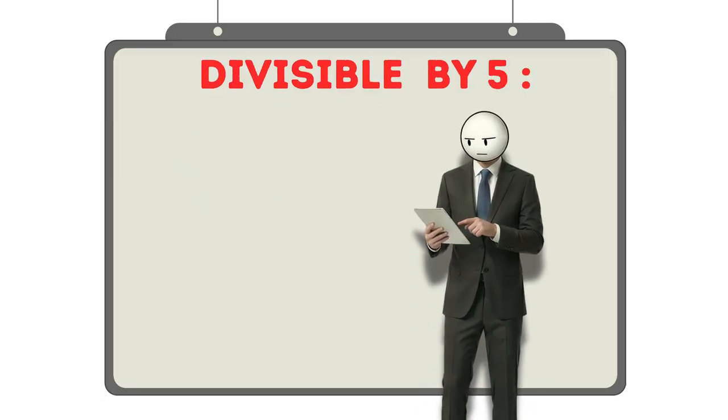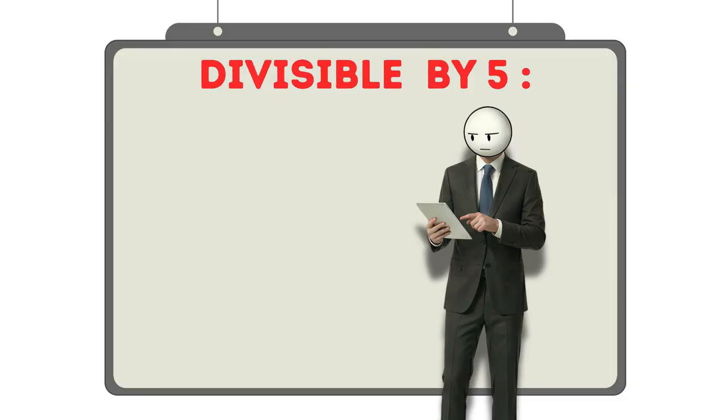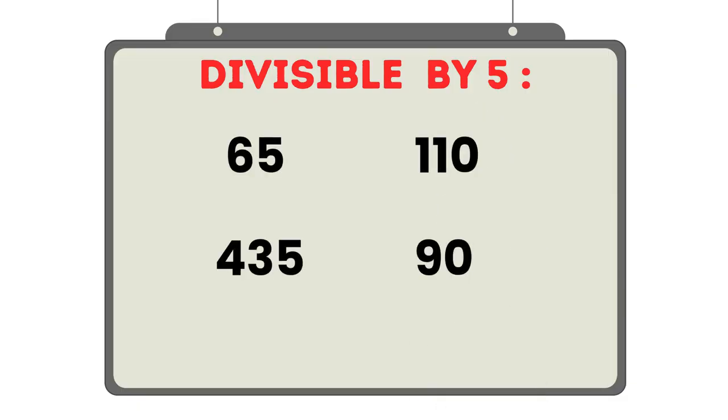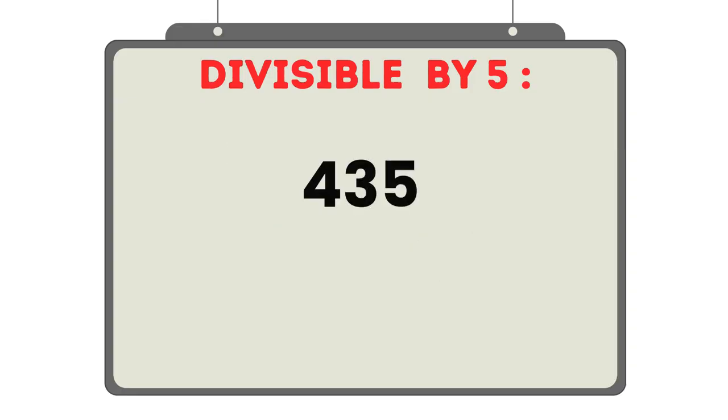Check divisibility by 5. This one is the absolute easiest rule of all. A number is divisible by 5 if its last digit is either a 0 or a 5. Take the number 435. The last digit is 5, so the entire number is divisible by 5.